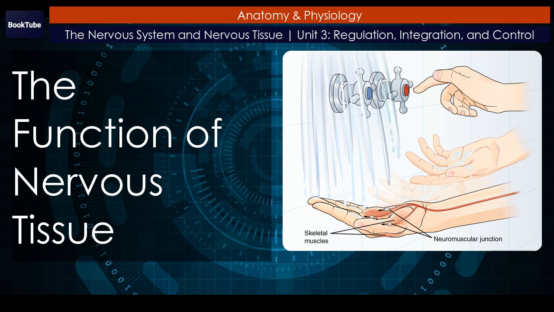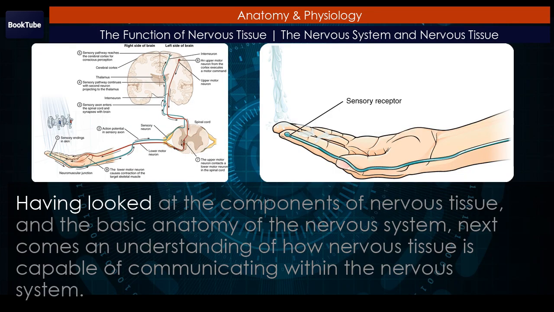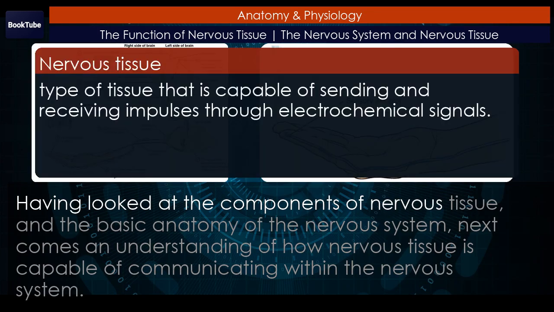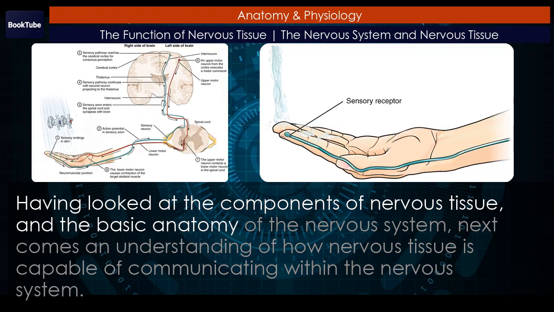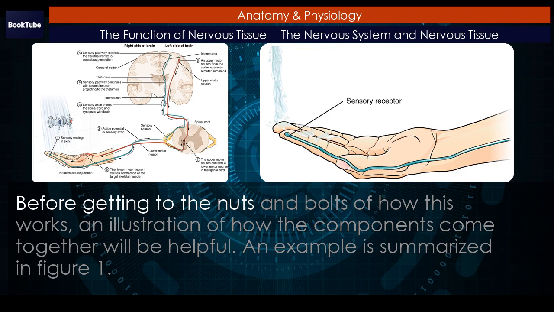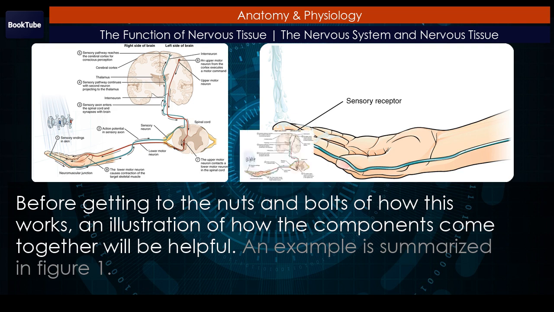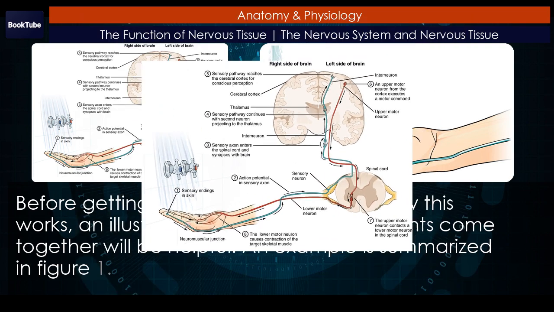The function of nervous tissue. Having looked at the components of nervous tissue and the basic anatomy of the nervous system, next comes an understanding of how nervous tissue is capable of communicating within the nervous system. Before getting to the nuts and bolts of how this works, an illustration of how the components come together will be helpful. An example is summarized in Figure 1.